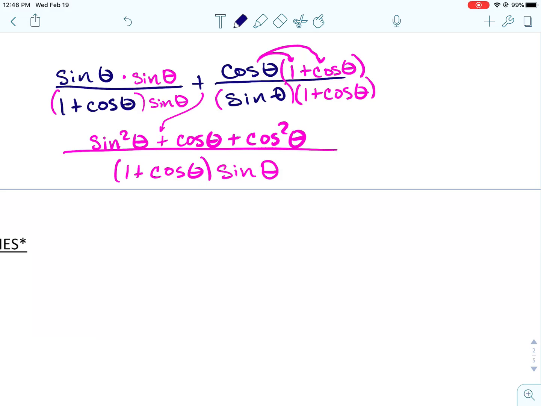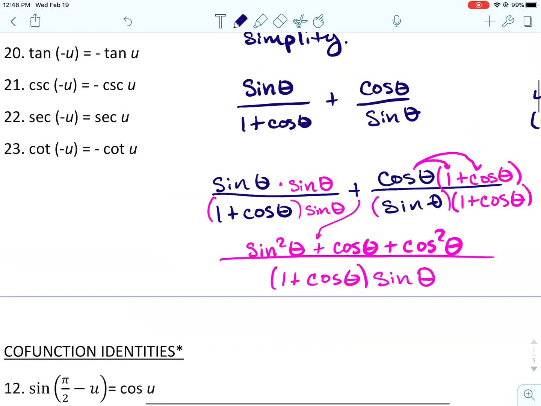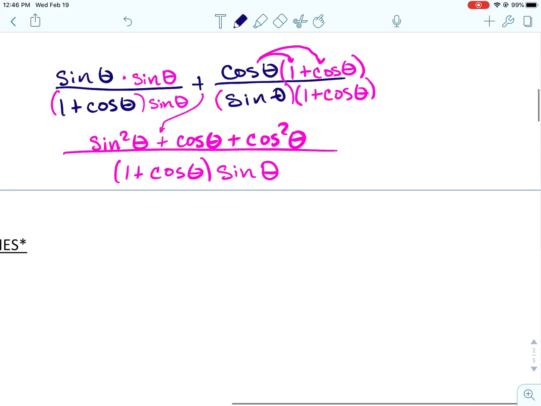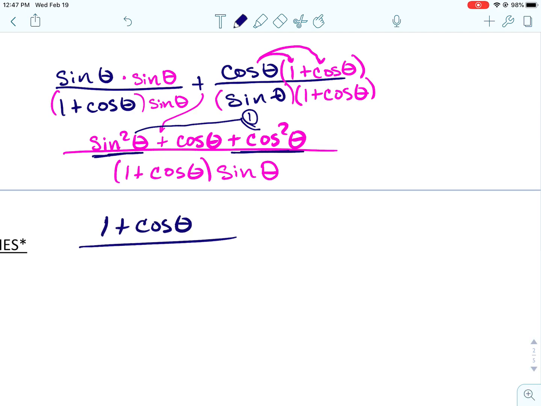Okay, so now's where we want to look at the identities. So what do y'all think? Can we use an identity somewhere on this problem? Preferably the numerator. Yeah, we have sine squared plus cosine squared. That together is going to be 1, so he's right. It's going to be 1 plus cosine of theta in the numerator. And then the denominator, we'll just bring down our LCD that we found.